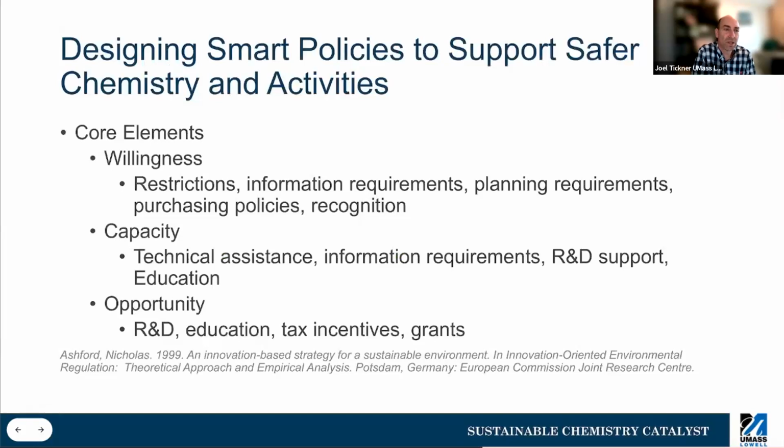And we might start with thinking about policy, because policy is really important. And if we're thinking about innovation policy, there's two parts to it, right? We need policy that really puts pressure on the chemicals of concern. So what we might call willingness, and willingness is created by either policy pressure or market pressure. Doesn't tend to happen organically, but that would be restrictions, planning requirements, purchasing policies, create the willingness.